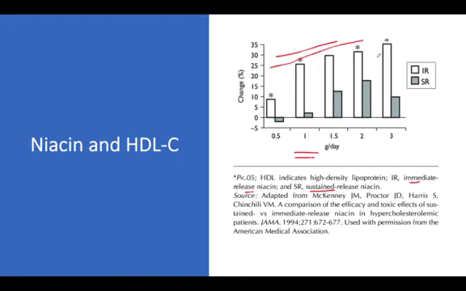The problem with immediate release niacin is that it causes flushing because niacin binds to G protein receptors and increases the levels of prostaglandins in the physiological environment.